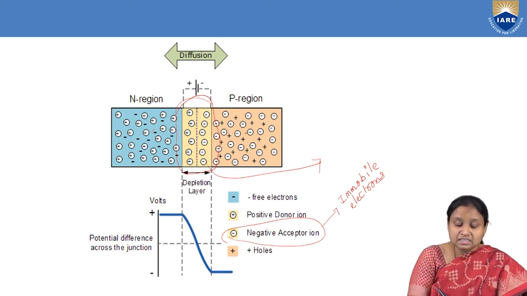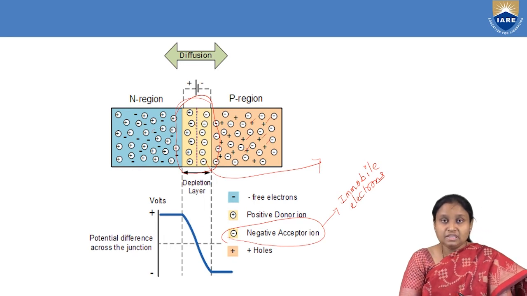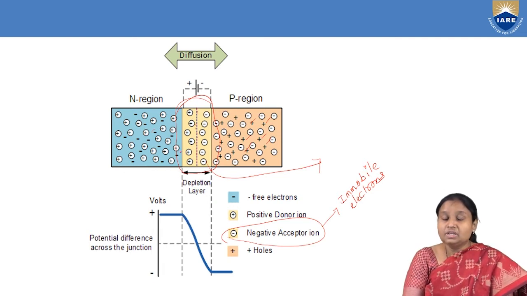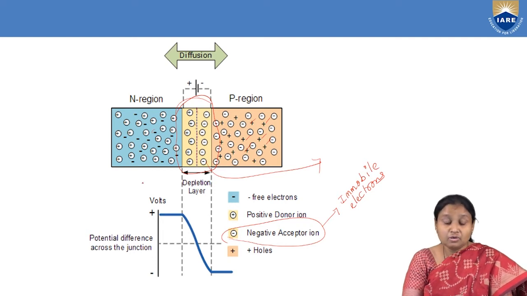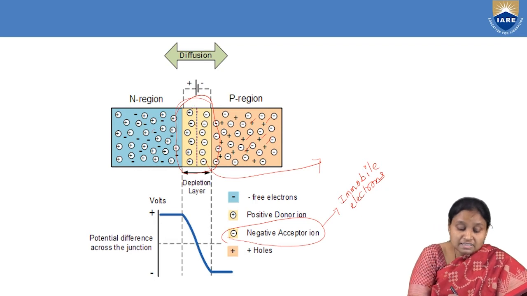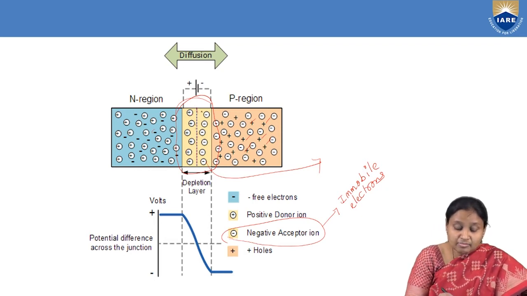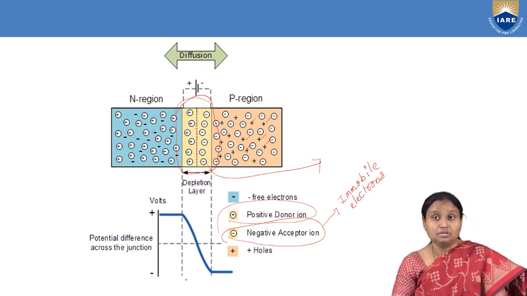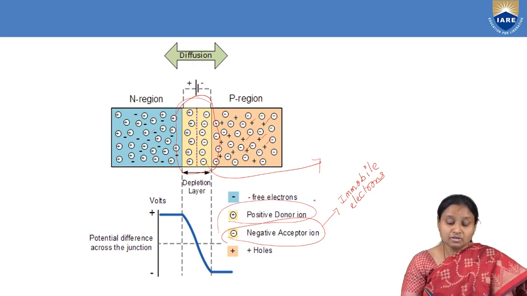Similarly, these are our holes, which are represented by a plus symbol in the P region. And when this plus symbol goes to the N region because of the diffusion process, it loses its energy by recombining with electrons in the N region. So this plus sign surrounded by a circle, what is it? It represents a positive donor ion, or simply we can call it an immobile hole without any energy.